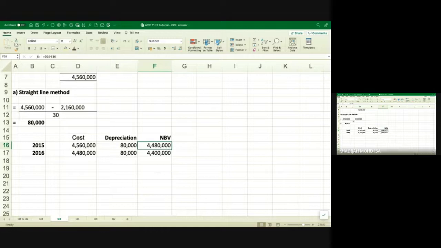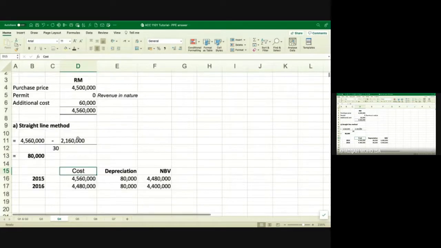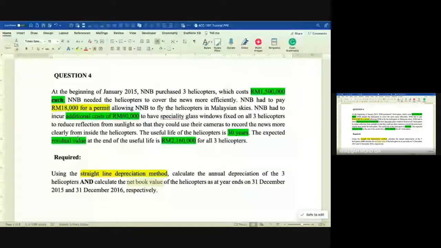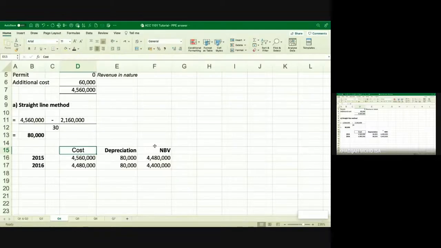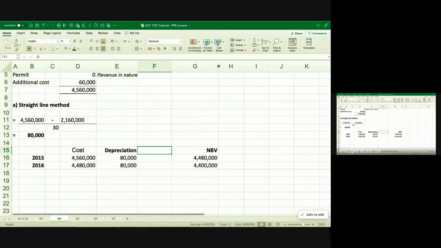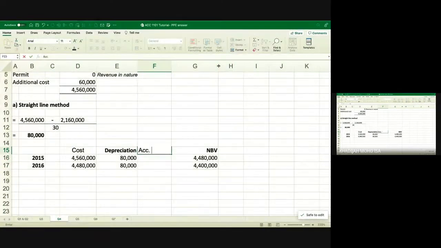Okay, you don't have it here. Is this how you show it? They want you to calculate the net book value and annual depreciation of the year. Okay, let's make it like this. So what I want to show you is that this one is accumulated depreciation, right? So this one is more.